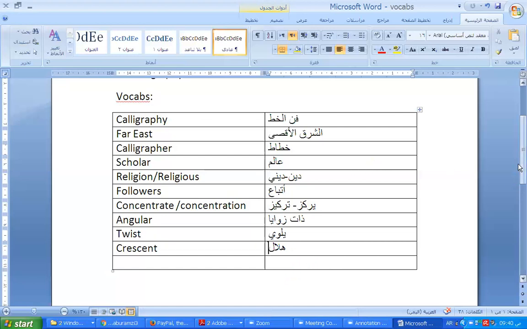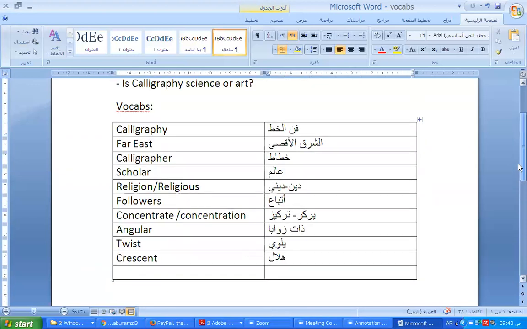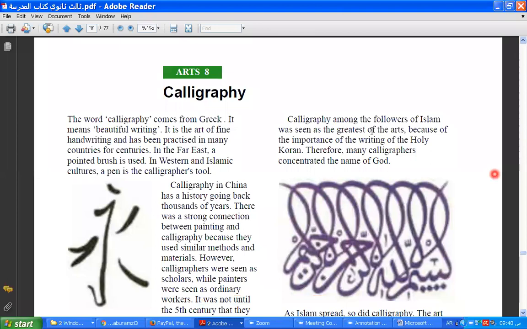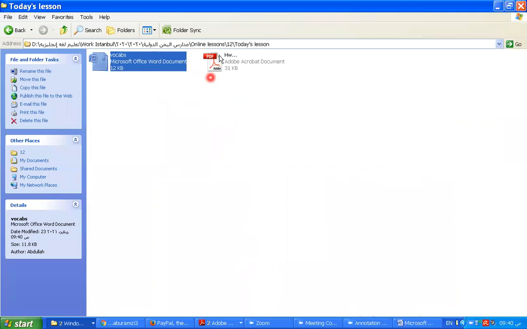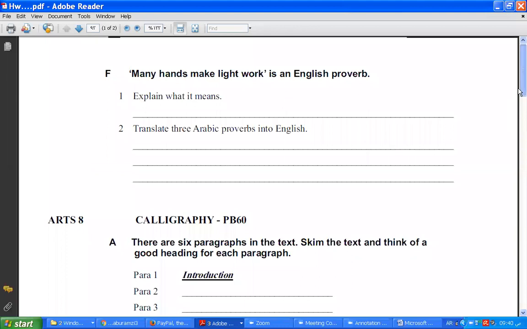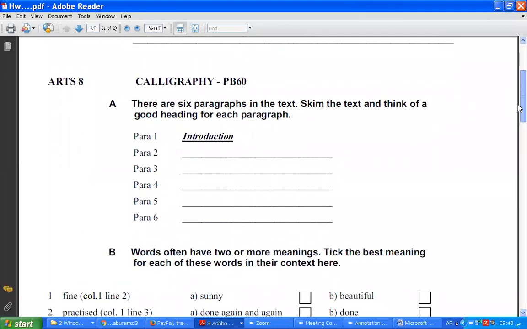So we don't have too much vocabulary for your level in this lesson. I think these are most of the vocabulary I found. So let's go back. Here we are going to read every paragraph, and after we finish reading every paragraph, we need to do something in the workbook at the same time, because it's related to reading.